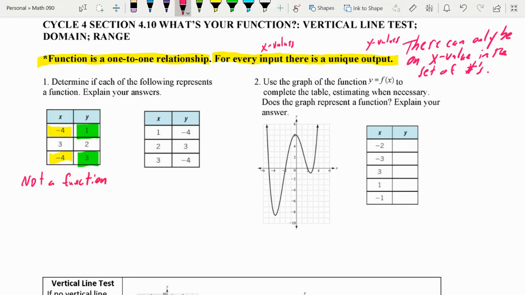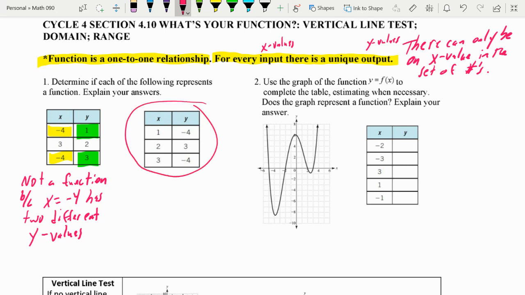Not a function because x equals -4 has two different y values.